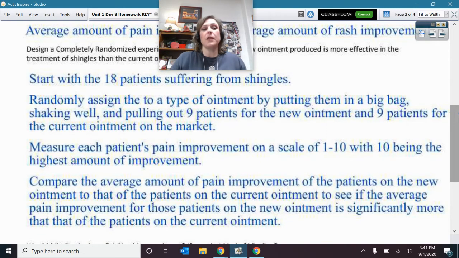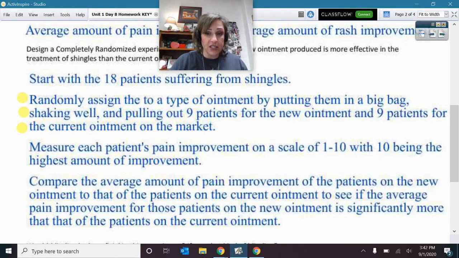All right, so here's our SRAP Me capped. Here we go. So start with the 18 patients suffering from shingles. Okay, here's my randomly assign, my asterisk, and stating my treatments. Randomly assign the patients to a type of ointment by putting them in a big bag, shake well, and pulling out 9 for the new ointment and 9 patients for the current ointment on the market. That was randomly assigned, state big bag, randomization, shake well, and then treatment, state your treatments very well.